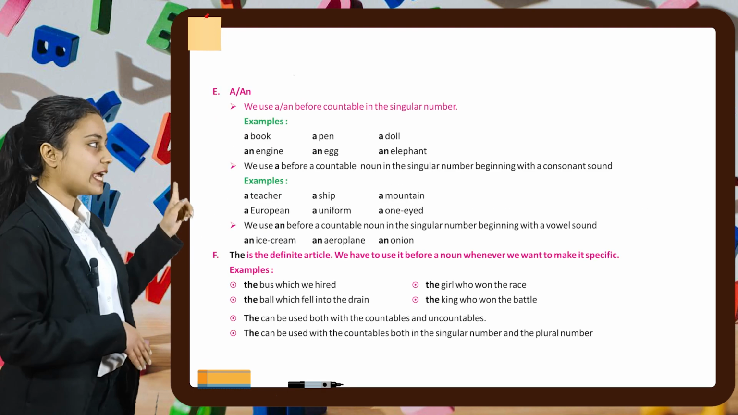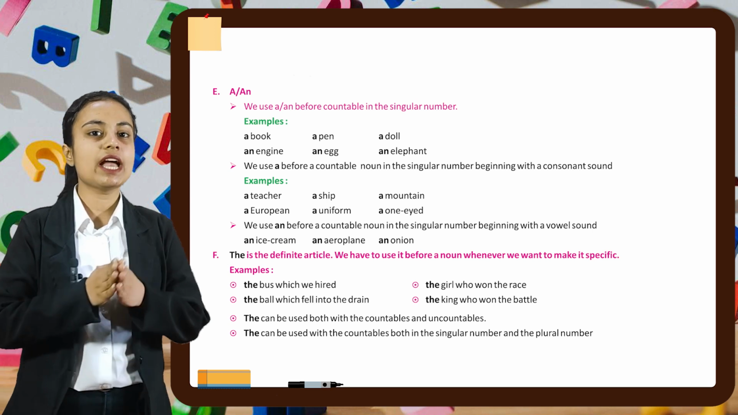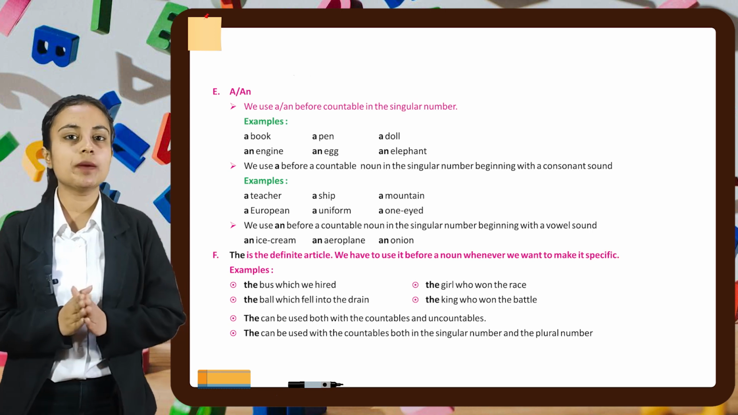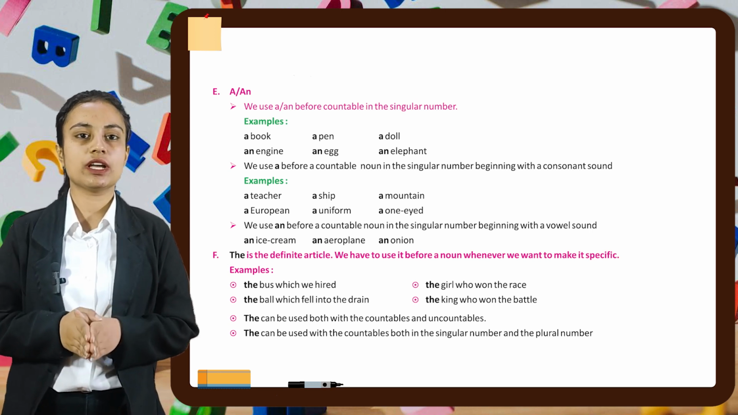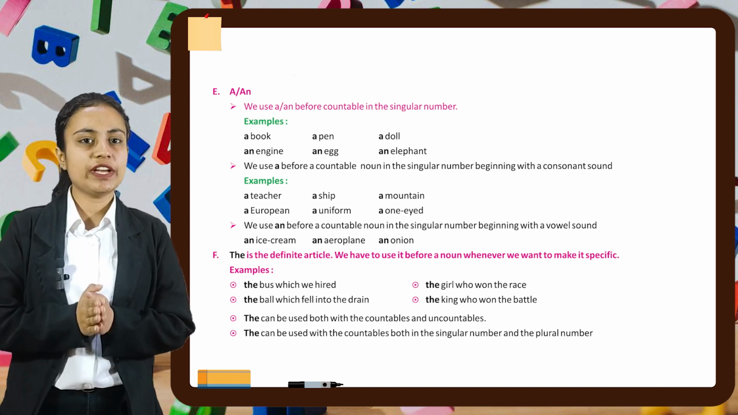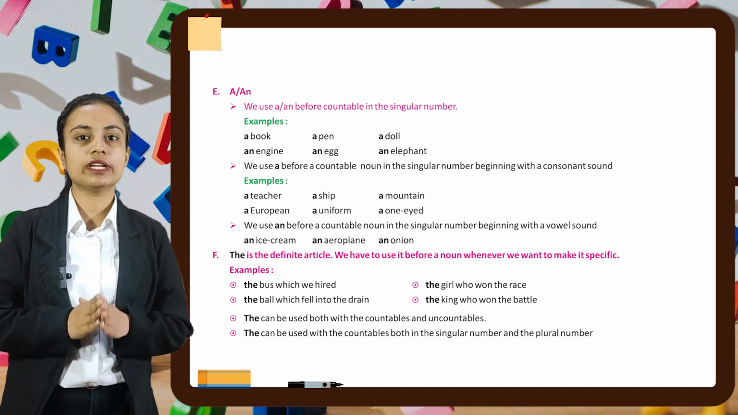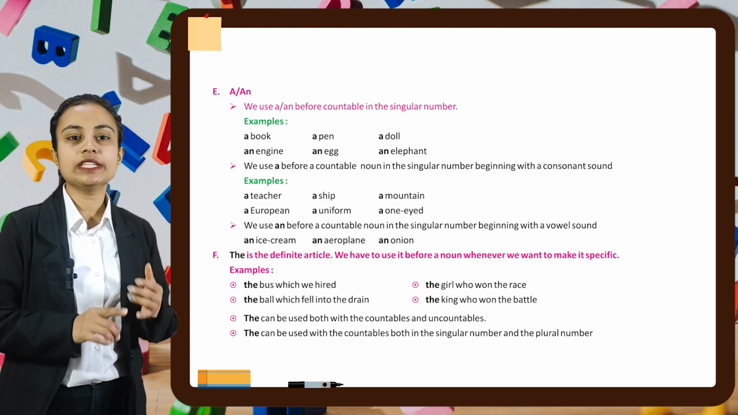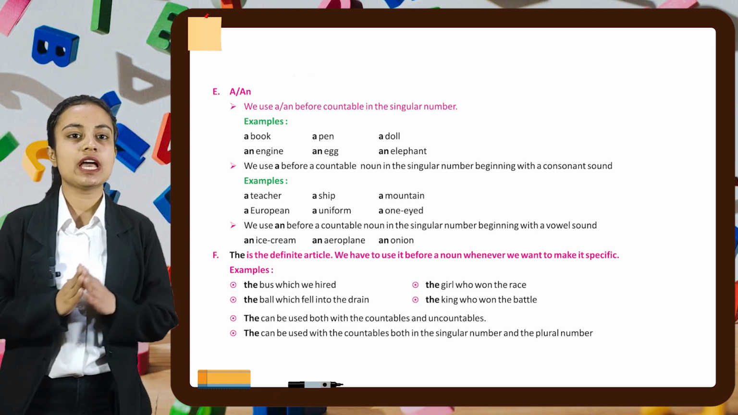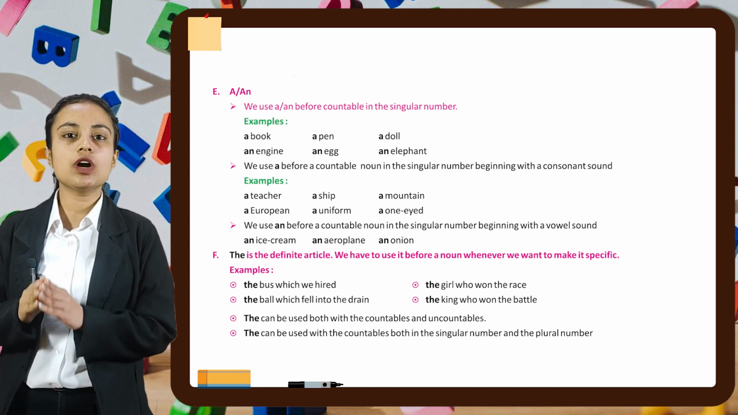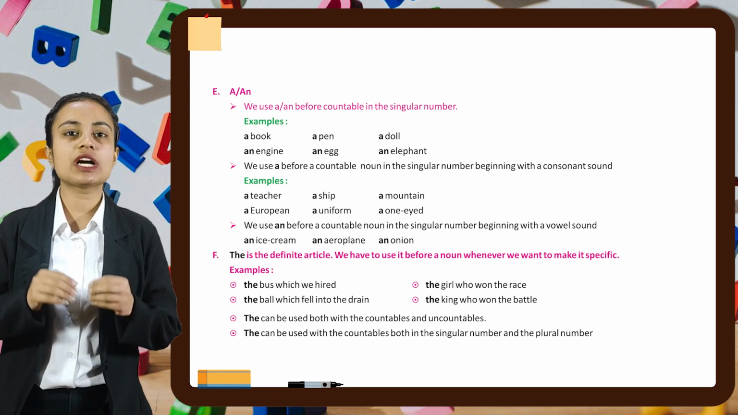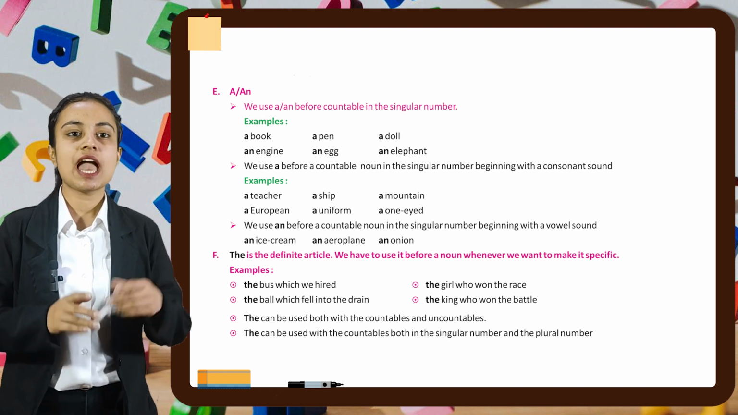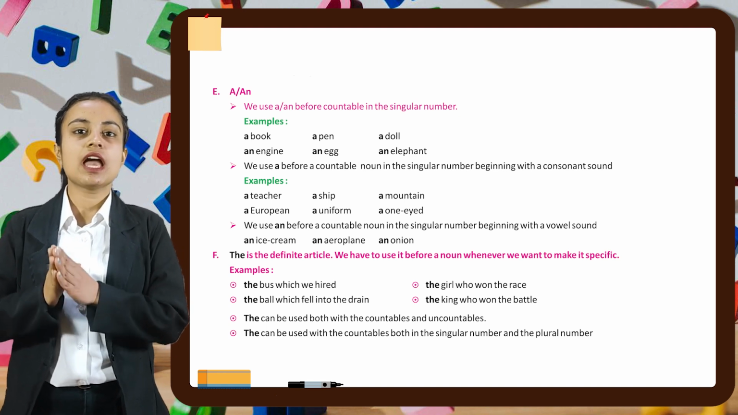Now let's study about a or an. We use a and an before countable nouns in a singular number. For example, a book, a pen, a doll, an engine, an egg, an elephant. We use a before a countable noun in a singular number beginning with a consonant sound. For example, a teacher, a ship, a mountain, a European, a uniform, a one-eyed. We use an before a countable noun in singular number beginning with a vowel sound. That is an ice cream, an airplane, an onion.